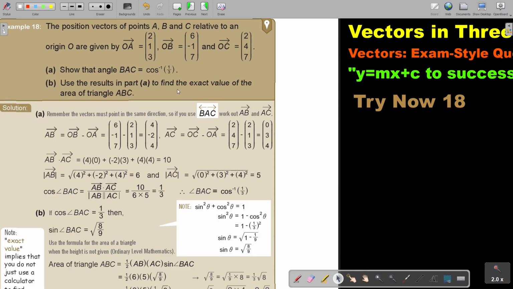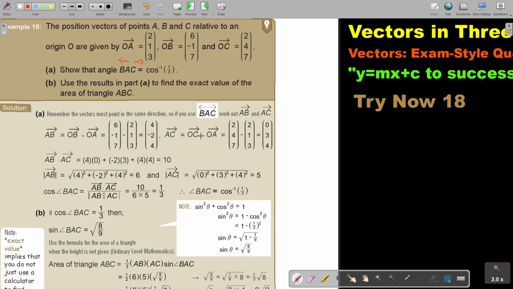But I think in this case, because it's angle BAC, we are going to work with AB. So there is my out, do you see? And AC, there is also. So I first work out AB, just like I did with position vectors. So it's OB minus OA. I work that out: 6 minus 2 is 4, negative 1 is negative 2, 7 minus 3 is 4.